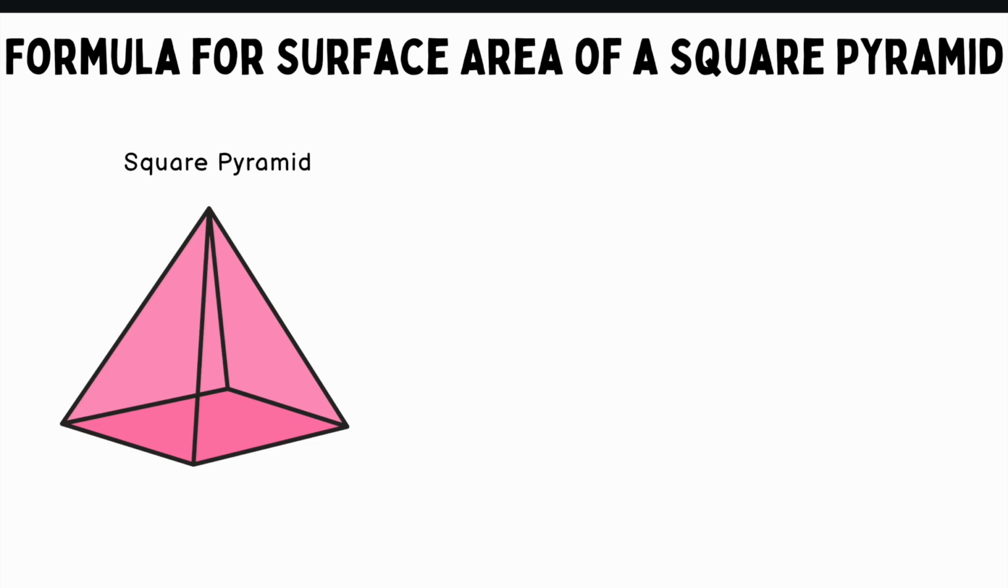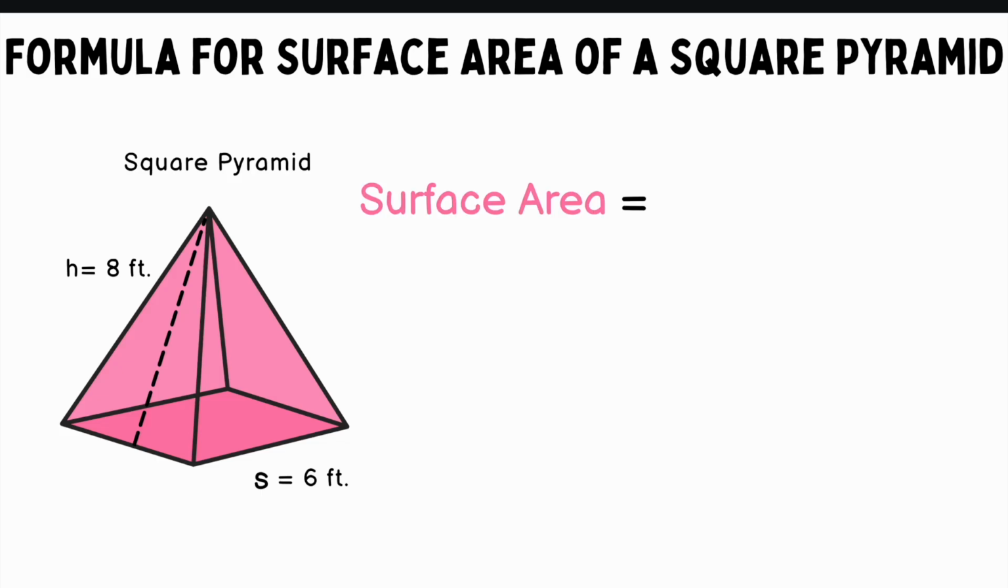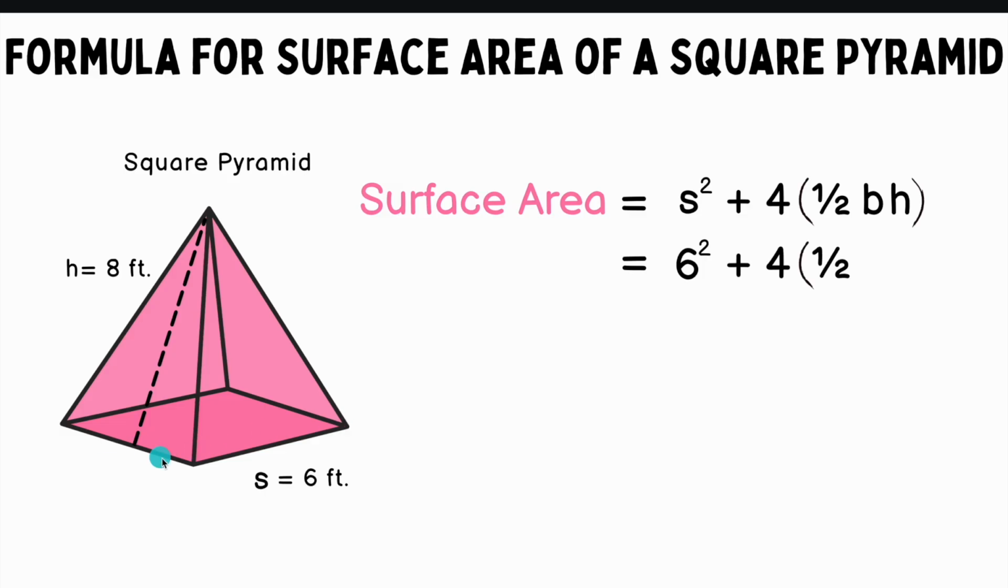Here we have a square pyramid. S equals 6 feet, and the height is 8 feet. Surface area equals S squared plus 4 times half the base times the height. S equals 6 squared because we have a square, and to find the area of the square we need 6 times 6 plus 4 times half. The base of this triangle is also 6 feet, and the height is 8 feet.